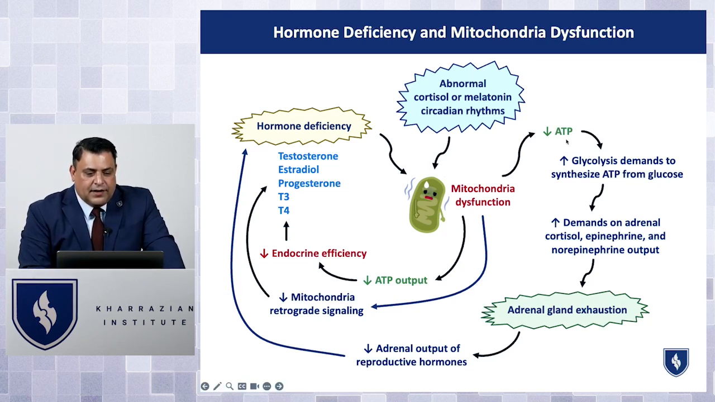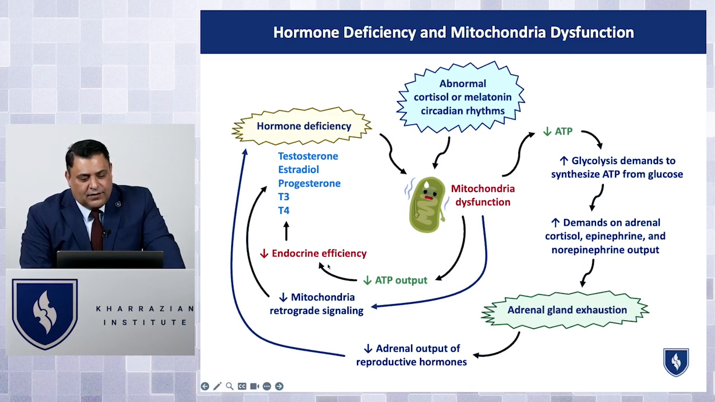Now, if you look at this diagram here, you can see an illustration of hormone deficiency and mitochondrial dysfunction. Here you can have either abnormal cortisol, melatonin, circadian rhythms, or hormone deficiency, whether it's testosterone, estrogen, progesterone, T3 or T4, and then these hormone deficiencies lead to mitochondrial dysfunction, and this mitochondrial dysfunction then leads to decreased ATP output. There's less ATP output. The actual ovaries, testes, different tissues in the body's organs, liver, muscles, now don't have enough function.